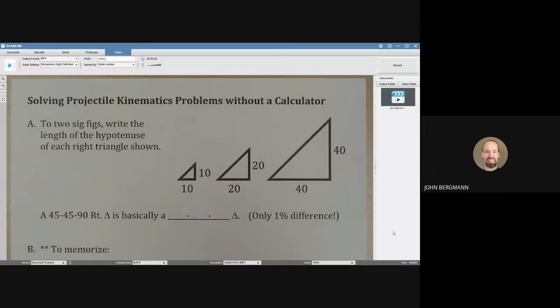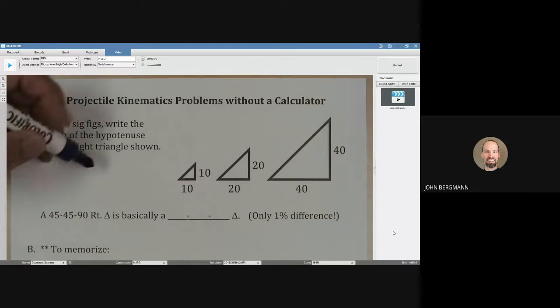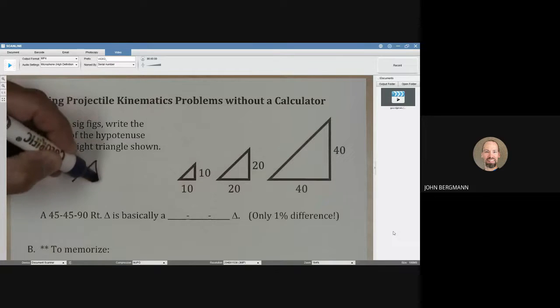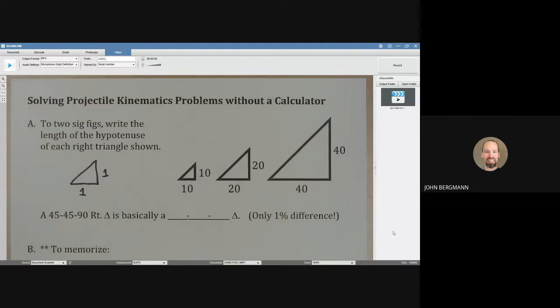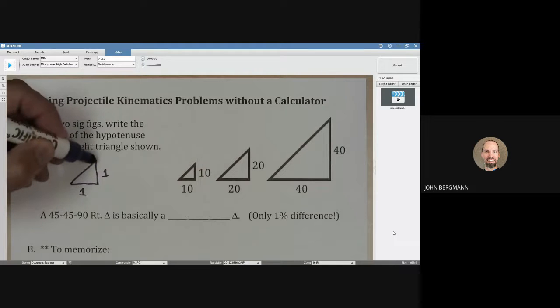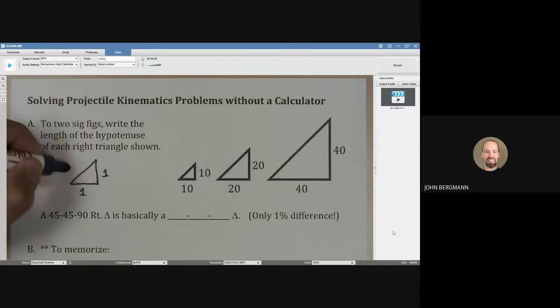These are 45, 45, 90 right triangles, and hopefully you learned in your math class that if you have a length of 1 for a 45, 45, 90 right triangle on the legs, then that means you've got root 2 as the hypotenuse, which is 1.414 or so.